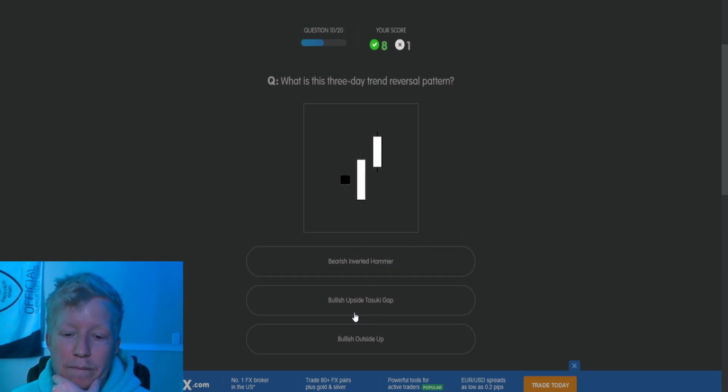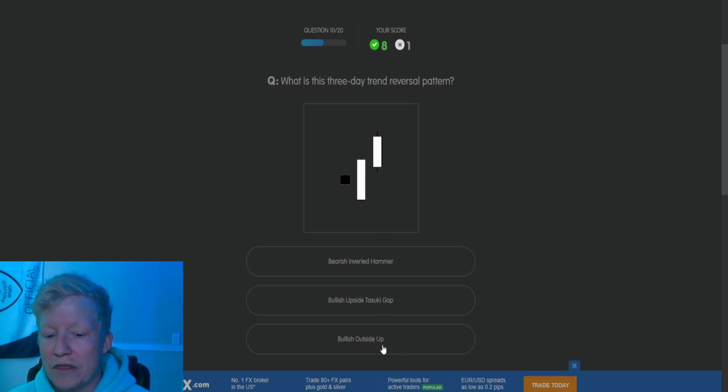Bearish inverted hammer, bullish upside Tsuki gap. Okay, yeah, what? Bullish outside up. Okay, I think this is going to be the bullish outside up, kind of like the inside up we had earlier, where you had a large red bar followed by an inside green bar that I called my 3-bar play.